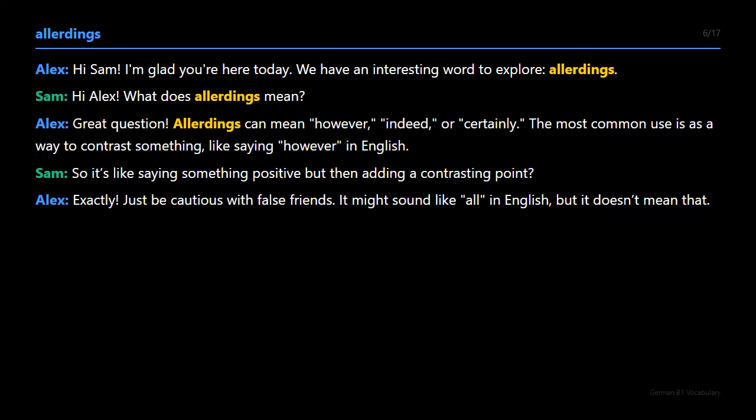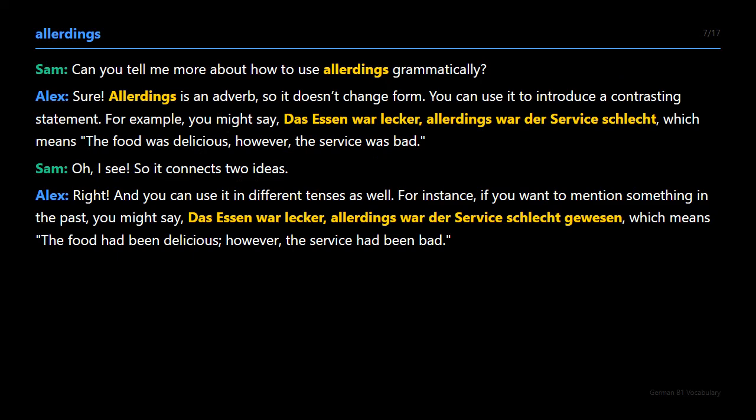Exactly. Just be cautious with false friends. It might sound like all in English, but it doesn't mean that. Can you tell me more about how to use allerdings grammatically? Sure. Allerdings is an adverb, so it doesn't change form. You can use it to introduce a contrasting statement. For example, you might say, Das Essen war lecker, allerdings war der Service schlecht, which means the food was delicious, however, the service was bad.